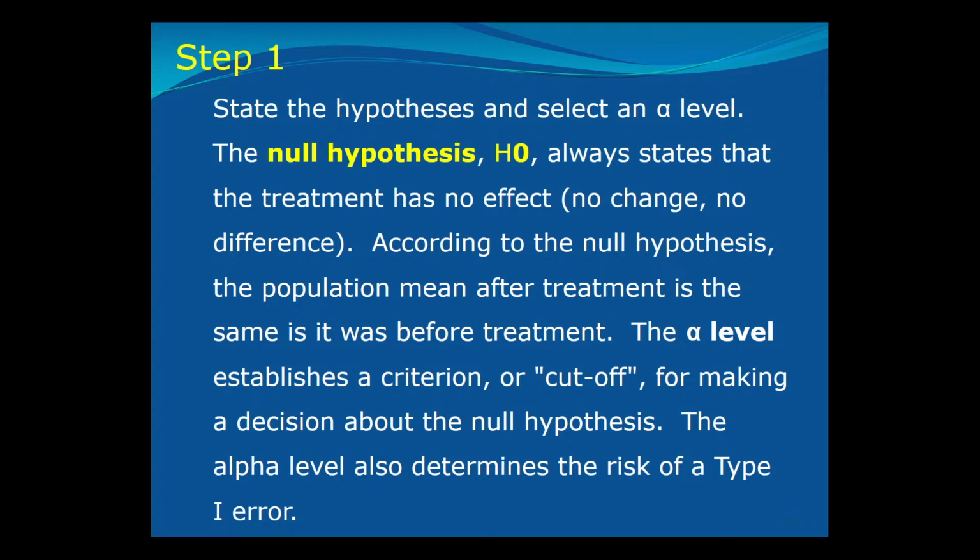Step 1, state the hypothesis and select an alpha level. The null hypothesis, H0, always states that the treatment has no effect, no change, no difference. According to the null hypothesis, the population mean after treatment is the same as it was before treatment. The alpha level establishes the criteria or cutoff for making a decision about the null hypothesis. The alpha level also determines the risk of a type 1 error.